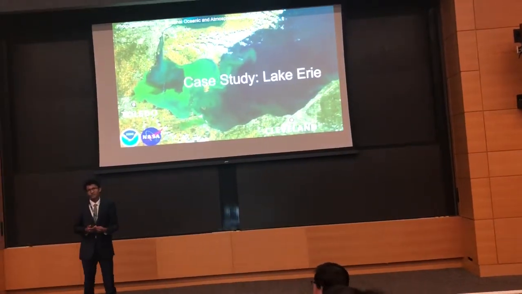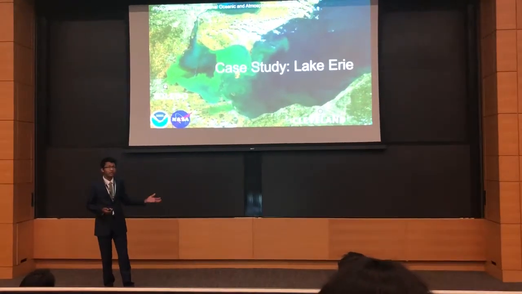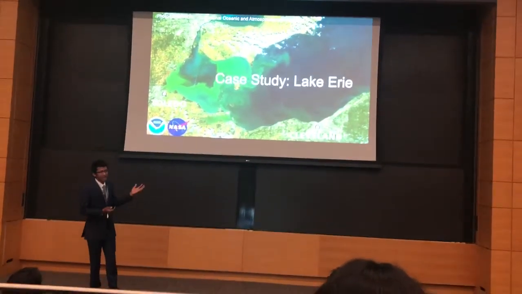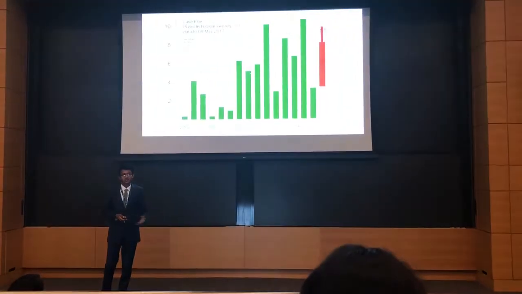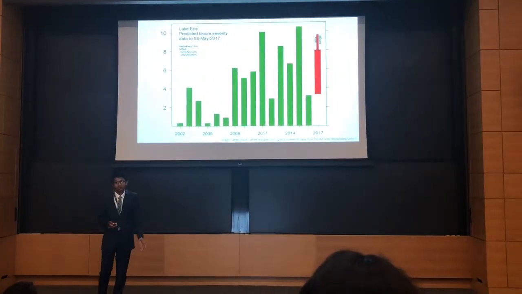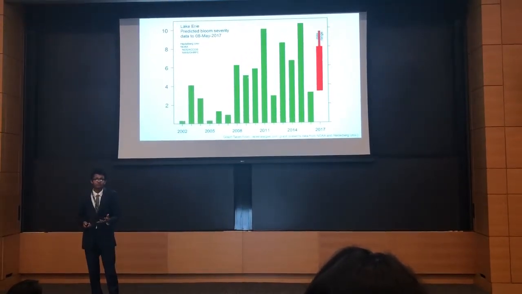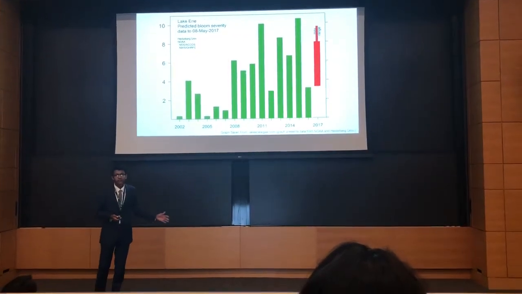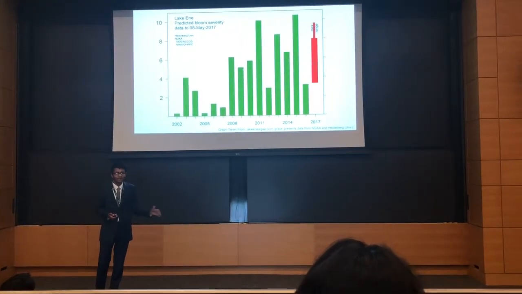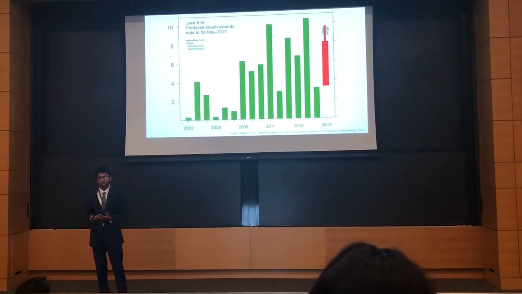So for my study, when making my model, I'll be basing it off a case study that I conducted on Lake Erie. This is a satellite image of the harmful algae bloom in Lake Erie in 2014. And as you can see, according to this graph, Lake Erie has been having severe problems with harmful algae blooms, or HABs, for the past couple of years. What we see on the y-axis is a measure of severity, and there's a slight general trend that says that over the past few years, Lake Erie is having more and more severe harmful algae blooms.